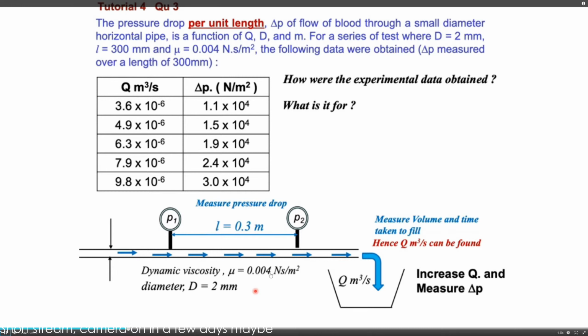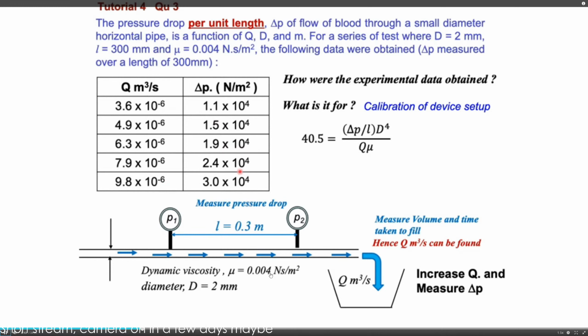So what is this particular experiment and this arrangement for? It is for calibration of a device. You want to make an experimental device to measure flow rate in a very small diameter pipe, 2 millimeter, where it is otherwise very difficult to use a standard flow measuring device such as an orifice meter or a nozzle. So by simply measuring the pressure drop, it is possible to predict the flow rate. This is the aim. This is the calibration data.